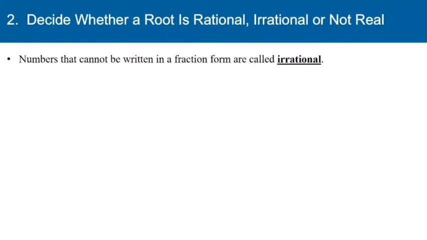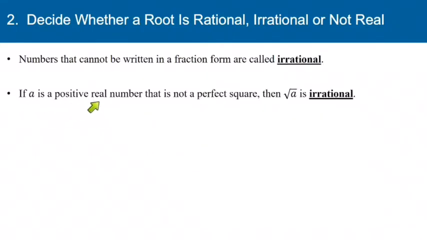On the other hand, numbers that cannot be written in a fraction form are called irrational. So if a is a positive real number that is not a perfect square, then we say the square root of a is irrational. Here are some examples of irrational numbers. The square root of 2 is irrational because there's not a rational number times itself that will give us 2. So square root of 2 is irrational.